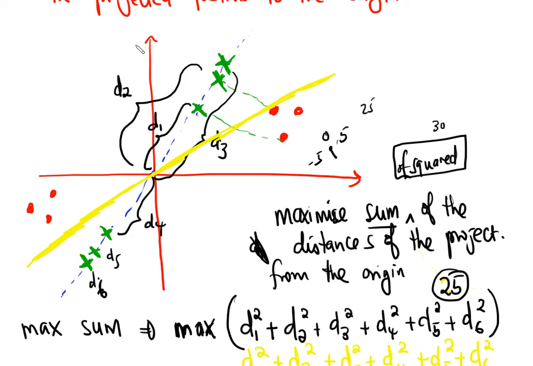I keep saying sum of the distances, forgive me. What I mean is sum of the squared distances. We'll be like, yeah, we have found a better line. And maybe we will do another line. We'll rotate, get another line like this, the black line.